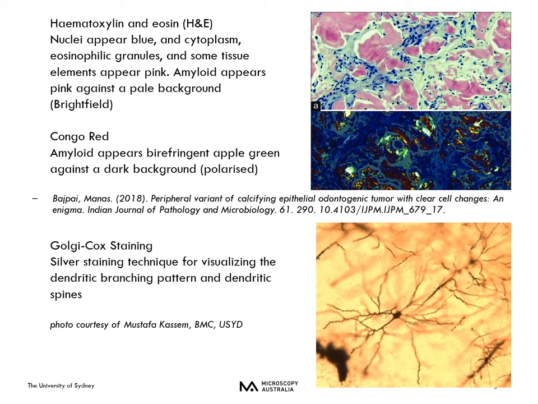The image at the bottom is of brain tissue sections with Golgi-Cox staining. This is a silver staining technique for visualizing the dendritic branching pattern and dendritic spines. This is a prepared image by our user at the Brain and Mind Center.